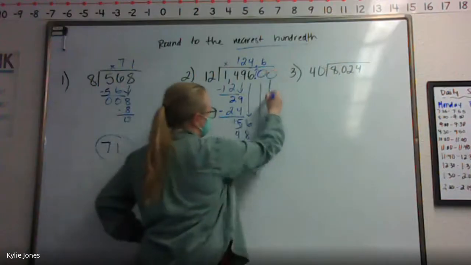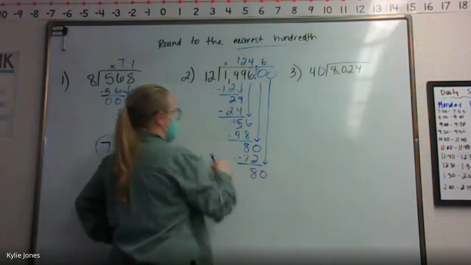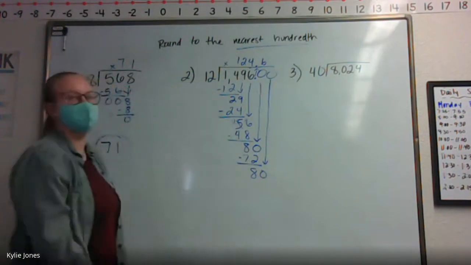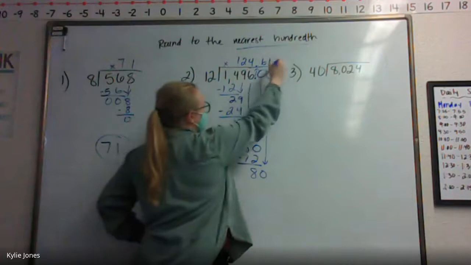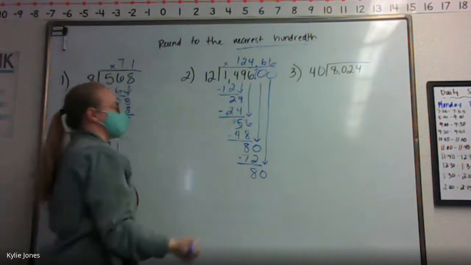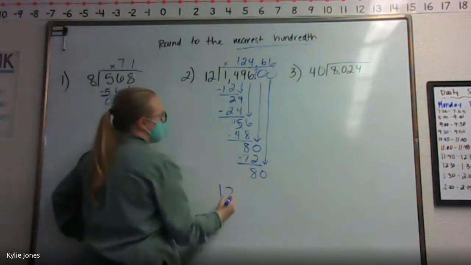Add a 0. Add another 0. Drop it down. Get 80. And again, 12 goes into 80 how many times? 6. This one will just keep on repeating and repeating. So we're just going to round it.